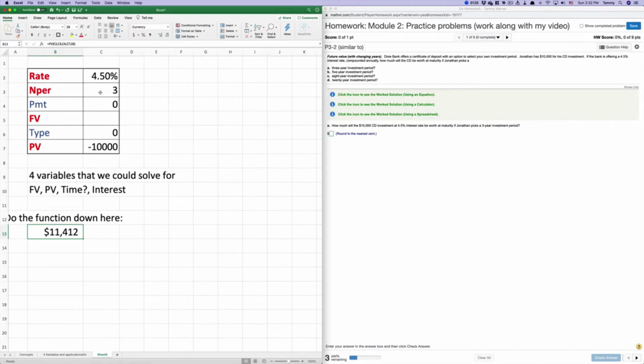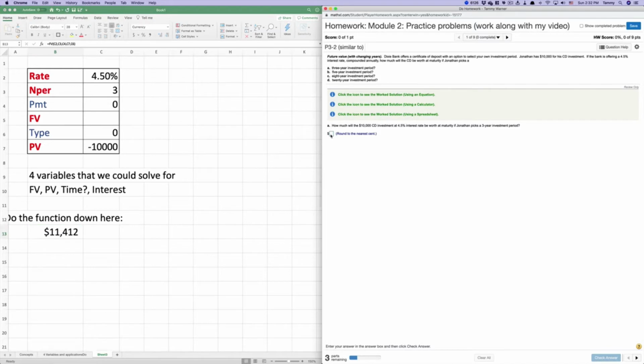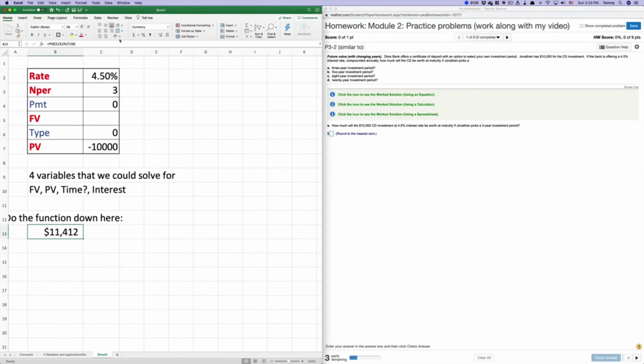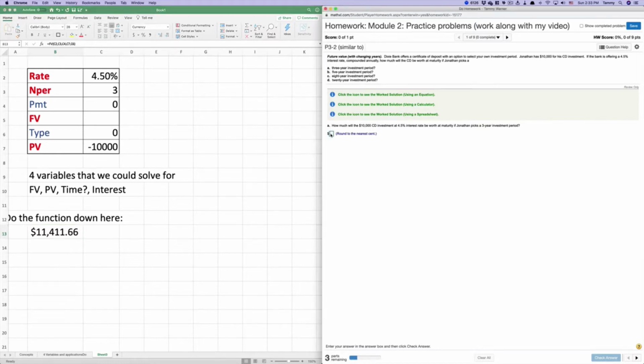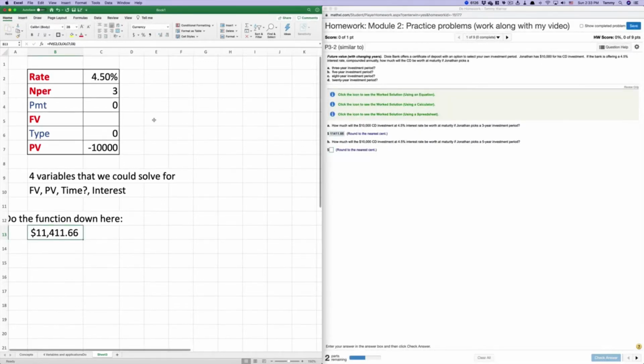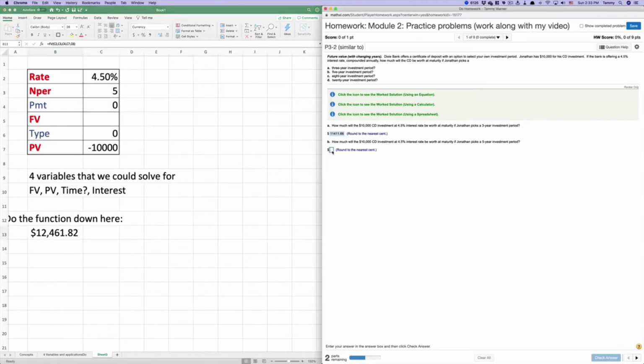Now, the magic happens, right? So you would put that in here. And I guess they want it to the nearest cent, which I find annoying because it's ridiculous with numbers this large, but let's do it. So we put in 11,411.66, hit enter, and it's correct. So now, watch this. All you have to do is change the number of periods to, what's the second one, 5? Boom. It gives you the answer: 12,461.82. Okay, so that's how you do these future value problems.